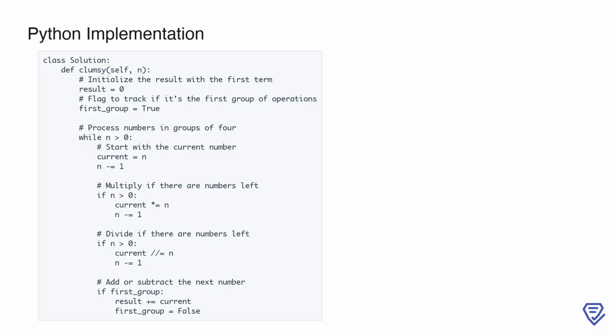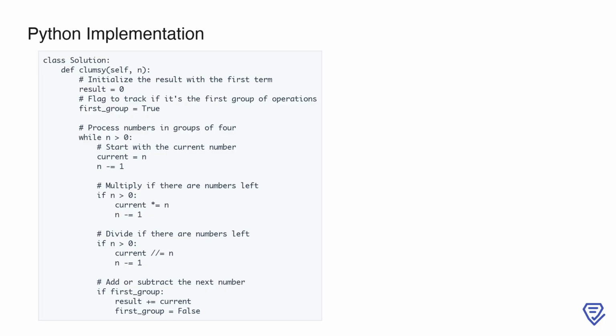This method calculates the clumsy factorial of a given number n. We start by initializing the result variable to 0, which will store our final output. Additionally, we use a flag called first_group, set to true initially, to help us handle the first group of operations separately. The main logic is implemented inside a while loop, which continues as long as n is greater than 0. Inside the loop, we first set the variable current to n and then decrement n by 1.